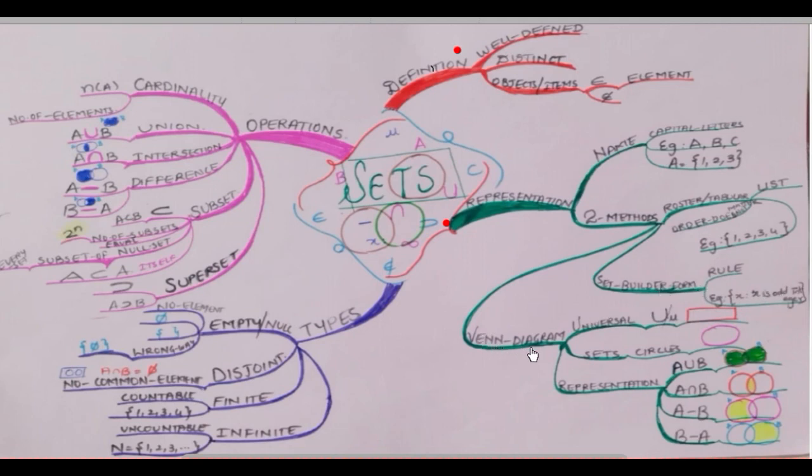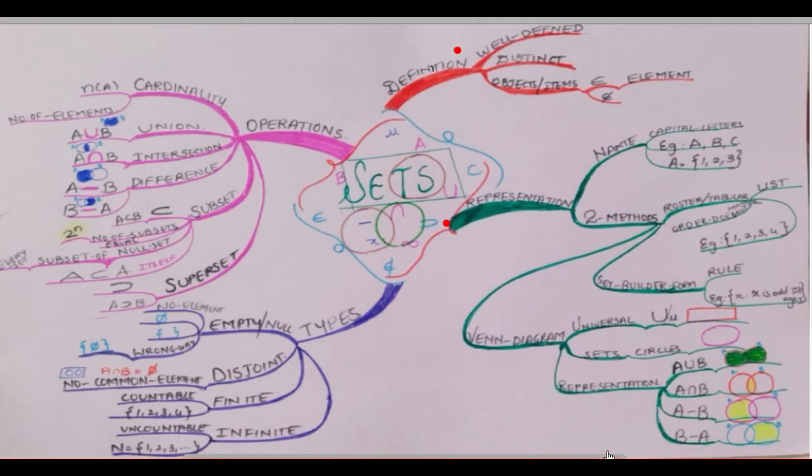Then we have the Venn diagram. This is the pictorial form of representing sets. The main things we have here are a rectangle and circles. The rectangle represents the universal set. The universal set is nothing but a set which has all the elements that we are speaking about. It is denoted by the symbol mu, or capital U, and the sets are usually represented by circles, as you can see here.